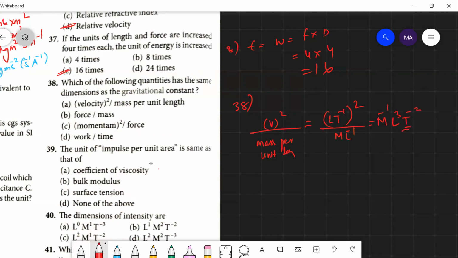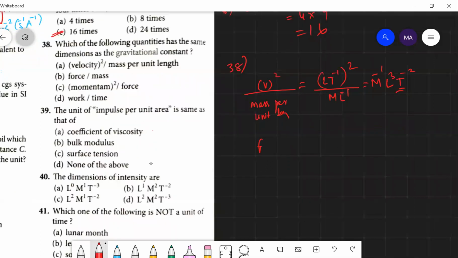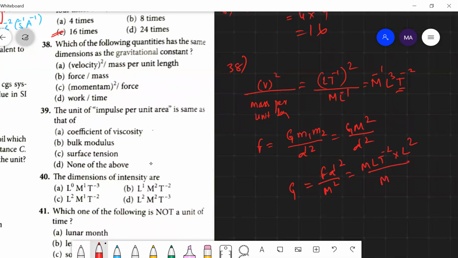Each of the following quantities has the dimensions of the gravitational constant. Gravitation has negative dimensions because F is equal to G into M1 M2 divided by D square. So G will be equal to F into D square divided by M square. Dimension of force is M L T power minus 2, and the dimension of D square is L square divided by M square. This one and this one will get cancelled. So it is M power minus 1, L power 3, T power minus 2. So obviously G has the dimensions of velocity square divided by mass per unit length. So for 38, I can write A as the option.